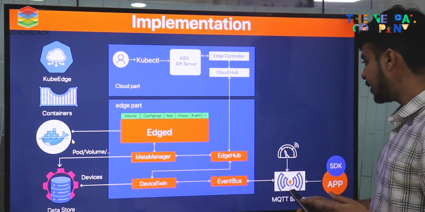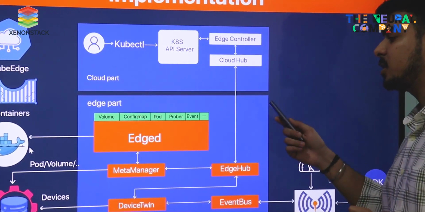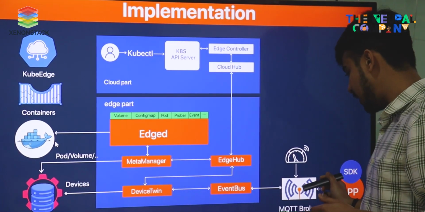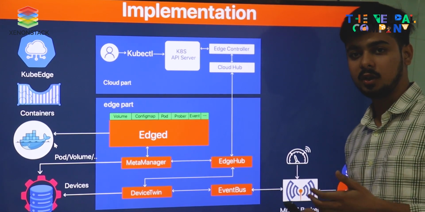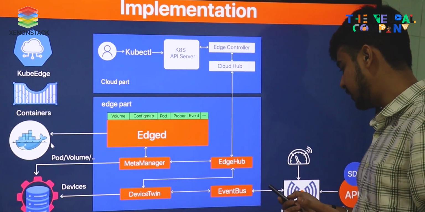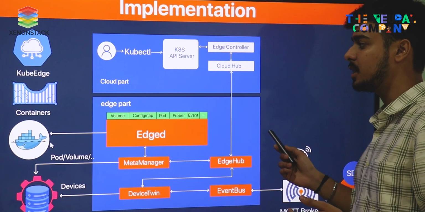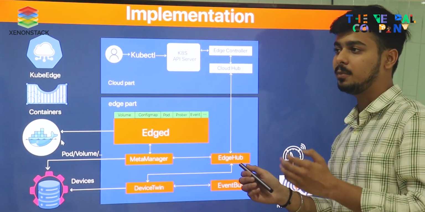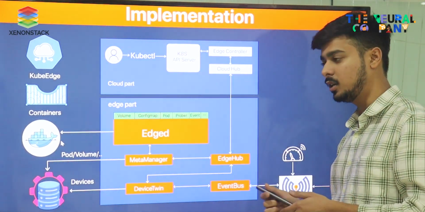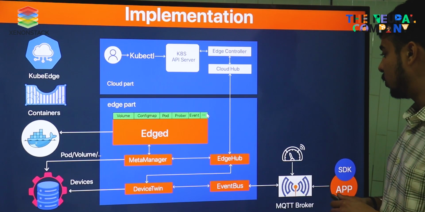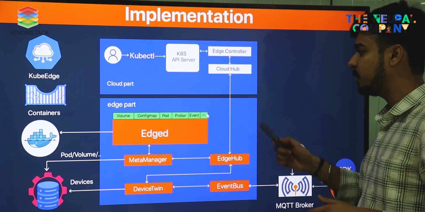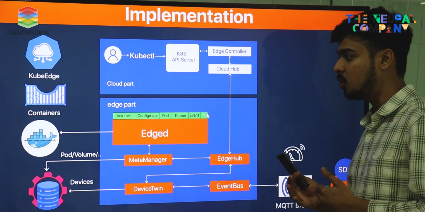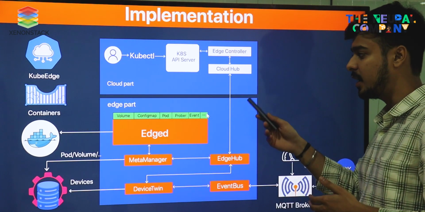KubeEdge uses the MQTT protocol, which helps in reliable and efficient communication between the edge node and the cloud node. Also, the MQTT protocol uses the pub/sub model, in which an edge node can subscribe to a topic and push its messages there, so that cloud services can publish to that particular topic and receive all the messages from there. So this pub/sub model of the MQTT broker provides seamless communication between the cloud node and the edge node, and also facilitates better communication and data transfer between the edge node and the cloud node.